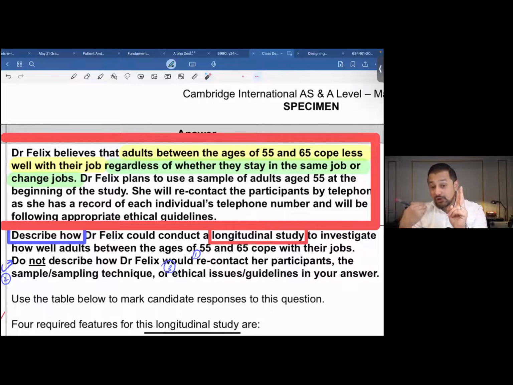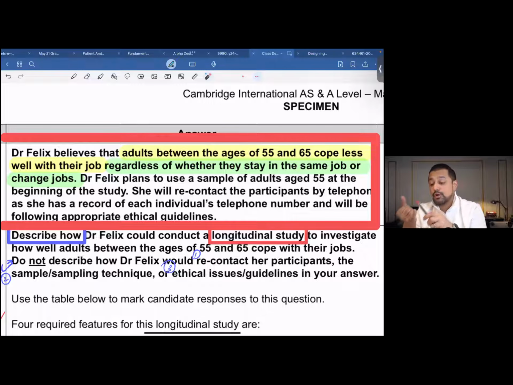So to be able to recontact these participants, that is Dr. Felix, she plans on using telephone to recontact them. And she'd be able to recontact them because she has a record of individuals' telephone numbers. Number four. Number five, and she will be following appropriate ethical guidelines.